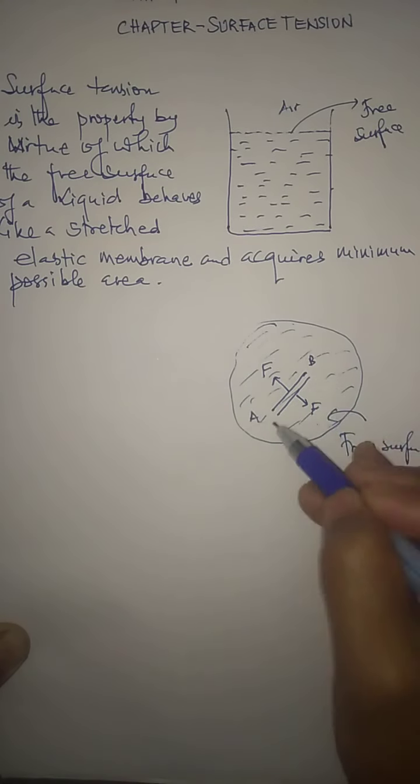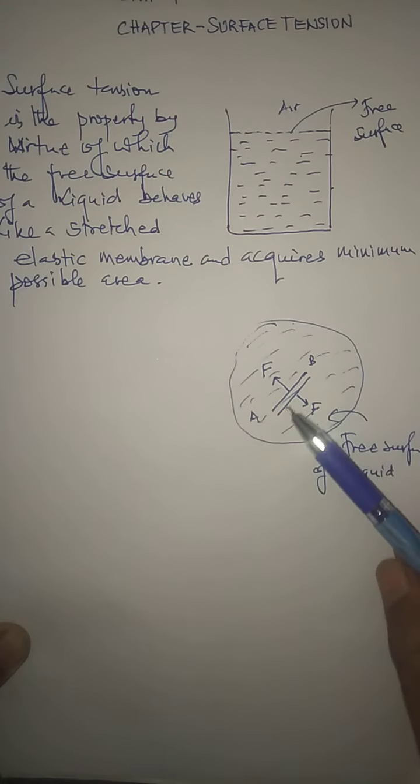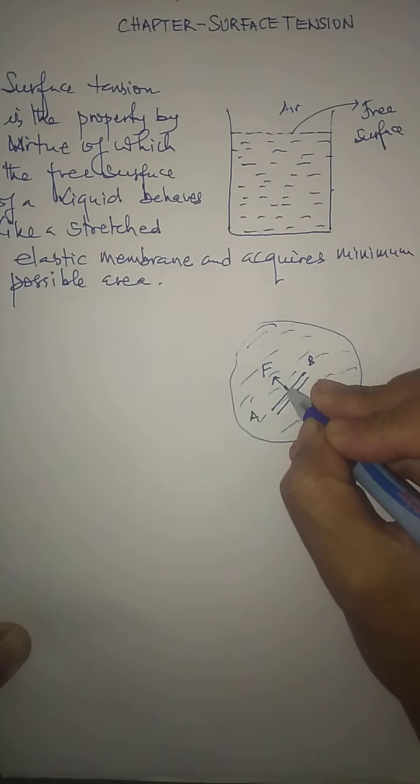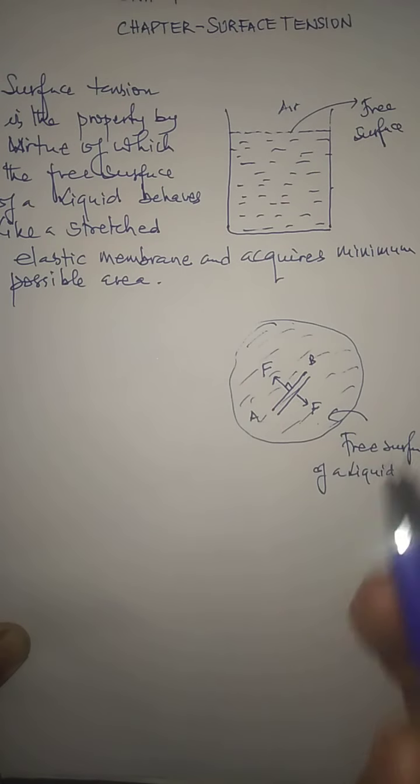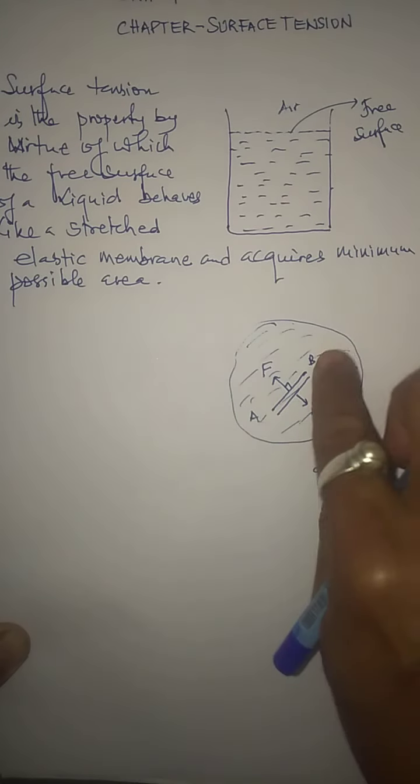So I consider this line an imaginary line, but the force which is exerted is always perpendicular or normal to the line. But children, remember this part, this line we have considered in this direction.